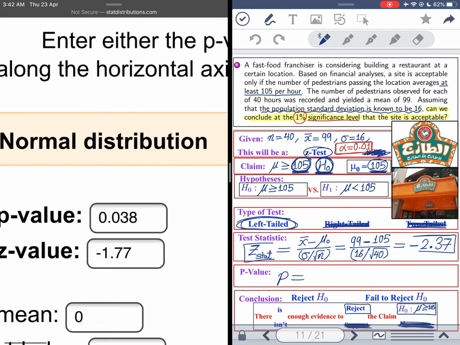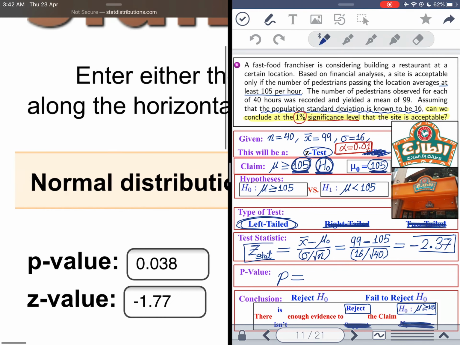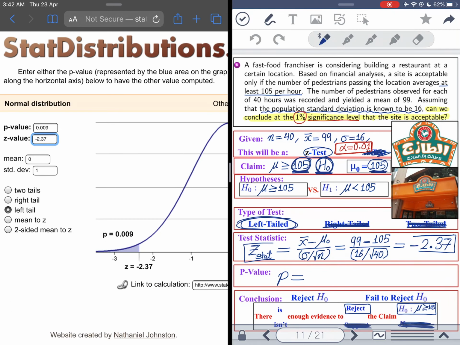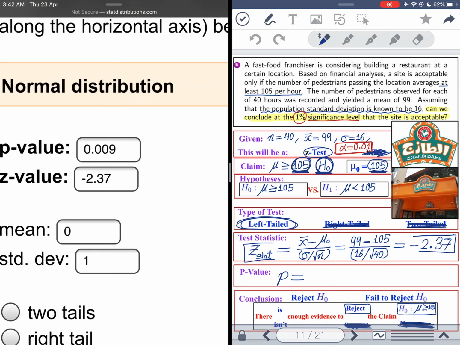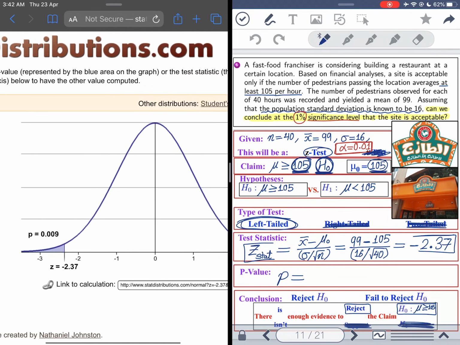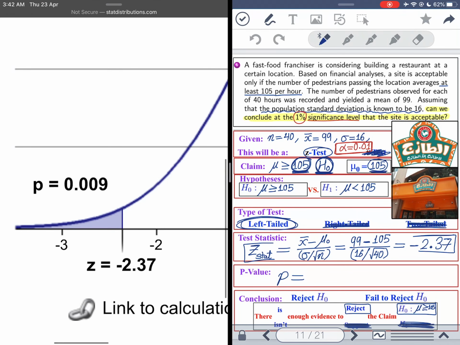So first, z-test, so normal. Make sure that you are on the normal distribution. The z is negative 2.37, and we have a left-tail test. So look at the p-value, 0.009, and you can see it also here. Because it's a left-tail test, p-value is the area to the left of the z statistic. So here you'll say p is 0.009.